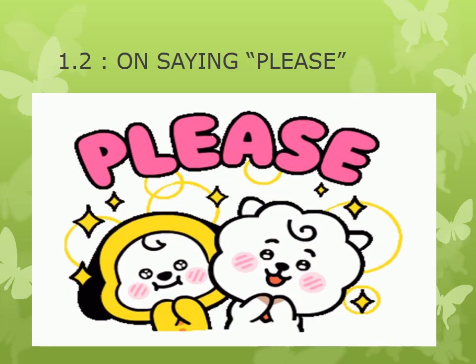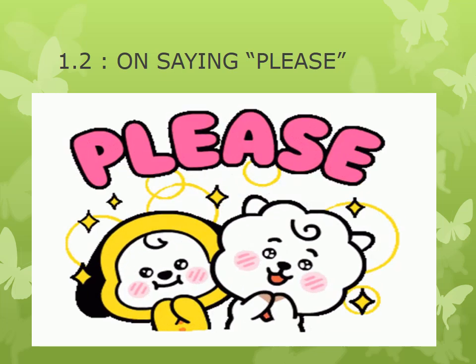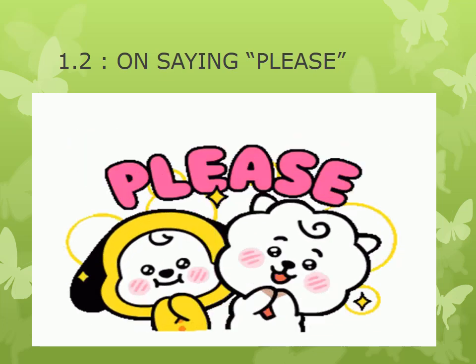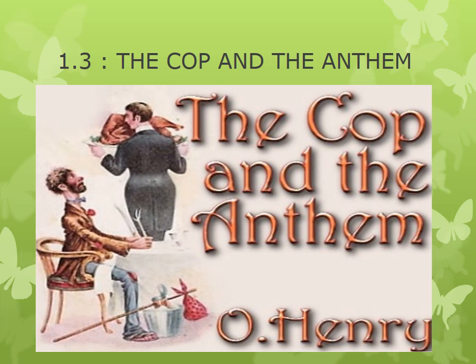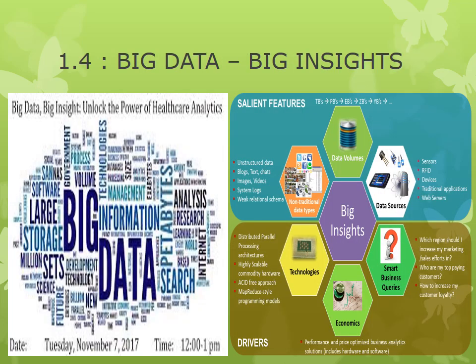Lesson number 1.2, Saying Please by A.G. Gardiner. The story points out the value of good manners in social life. Story number 1.3, The Cop and the Anthem by O. Henry, is about freedom and imprisonment. Lesson number 1.4, Big Data, Big Insights, helps us to understand what is big data, uses sources of information like YouTube, Facebook, Insta, etc.